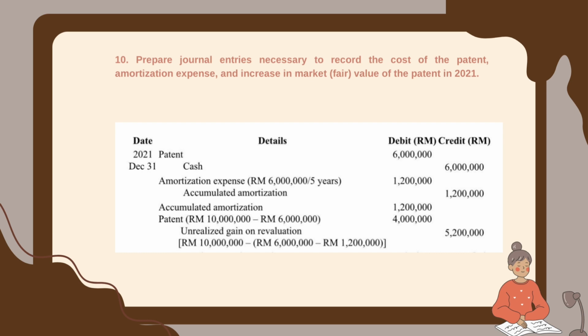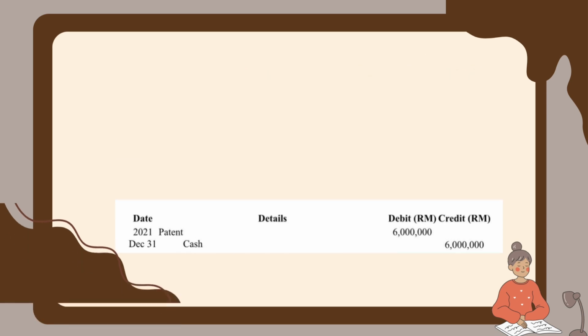And for the increase in market fair value of the patent in 2021, debit accumulated amortization 1,200,000 and patent 4 million, which we get from 10 million minus 6 million. There will be an unrealized gain on revaluation of 5,200,000 in credit, where 10 million of revalued amount minus 6 million cost of the patent minus amortization expense 1,200,000.